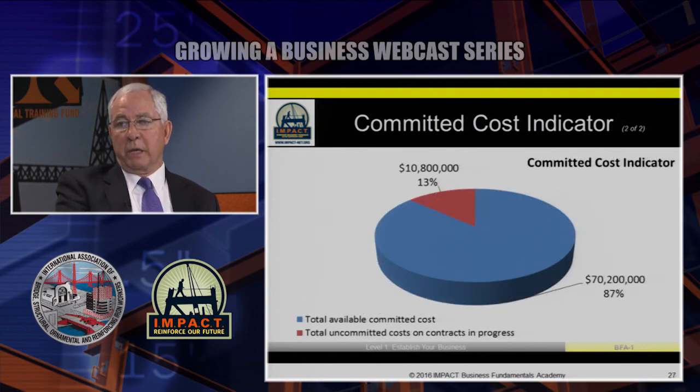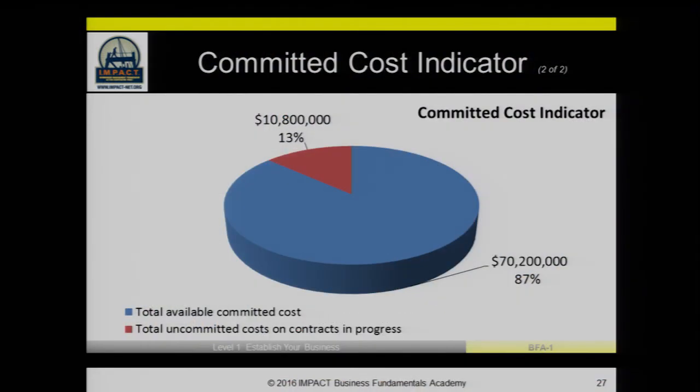So here is the committed cost indicator. You can see that the blue is the total available committed cost, and that the maroon is the total committed costs on contracts in progress. So we still have about $10.8 million of outstanding uncommitted costs.